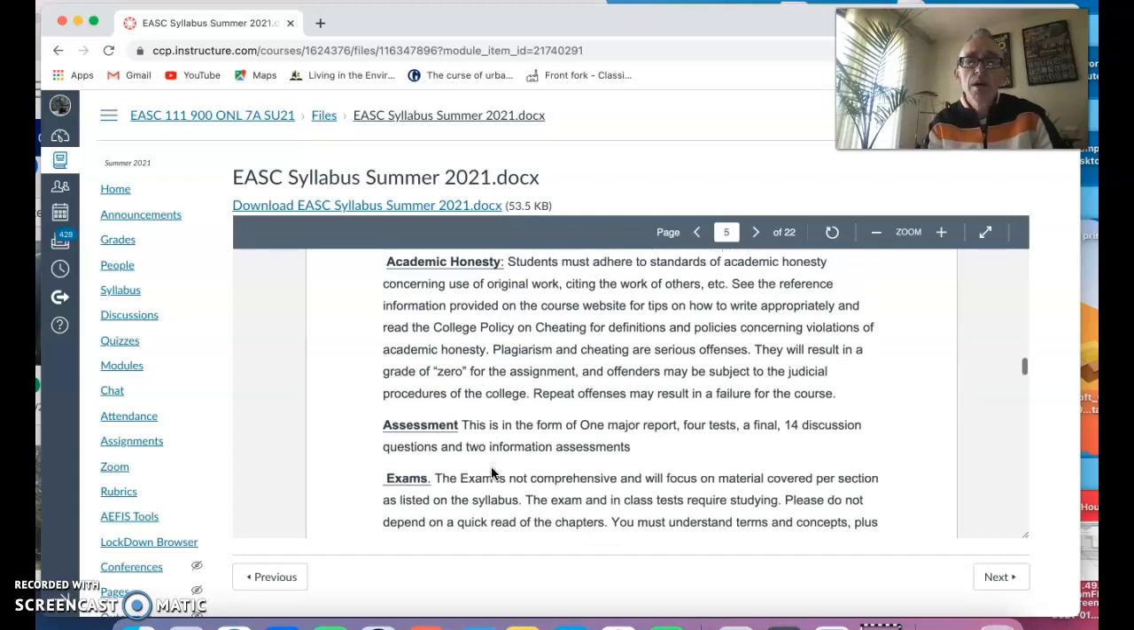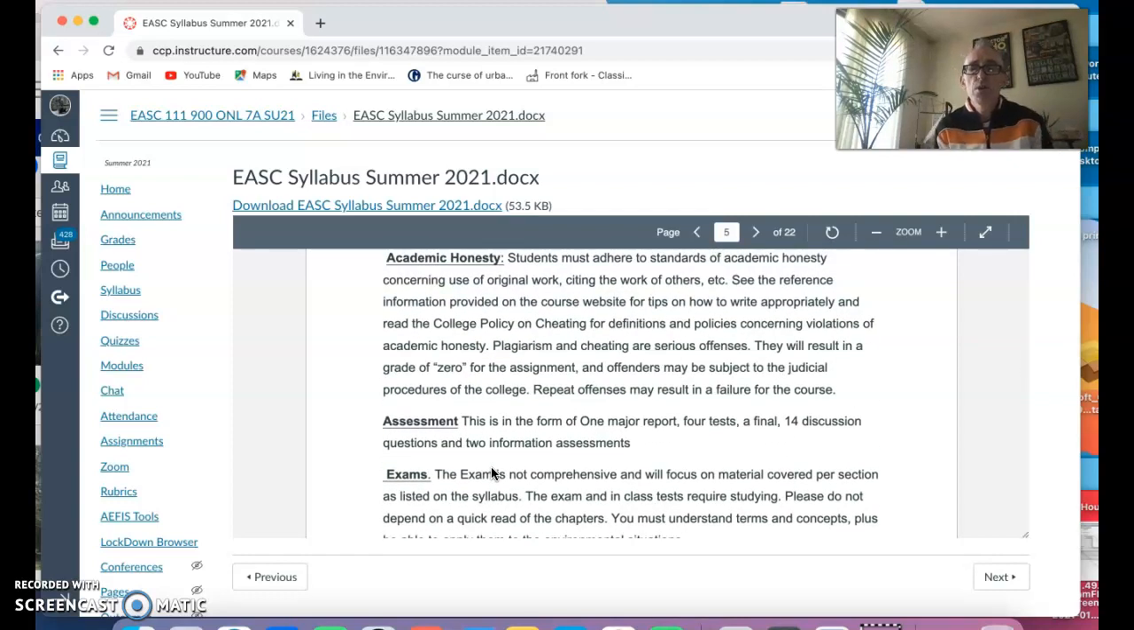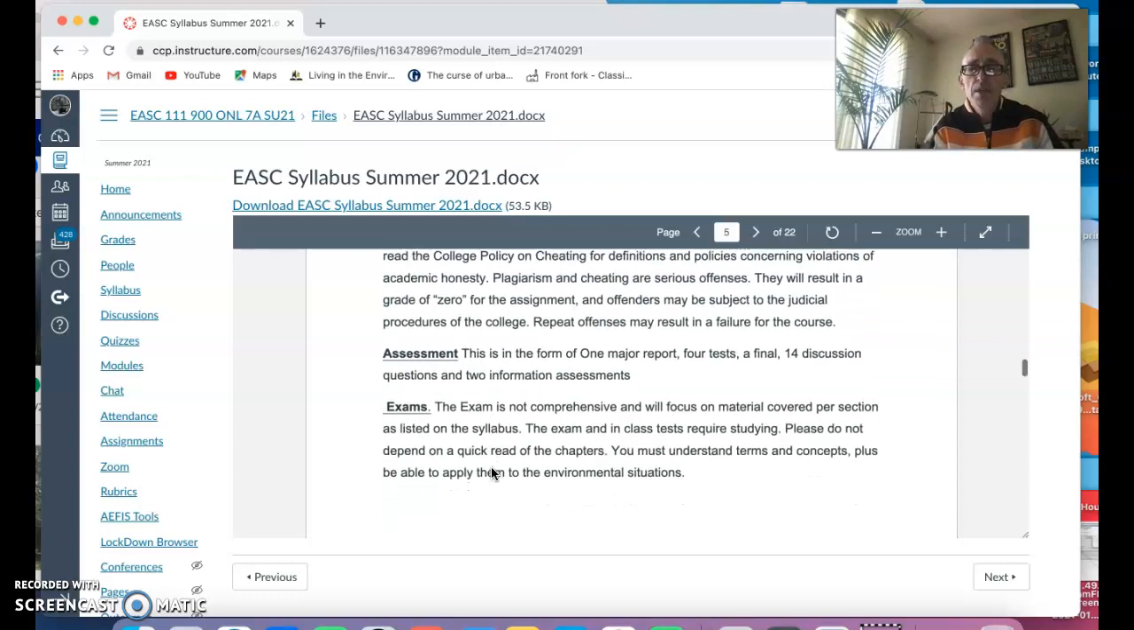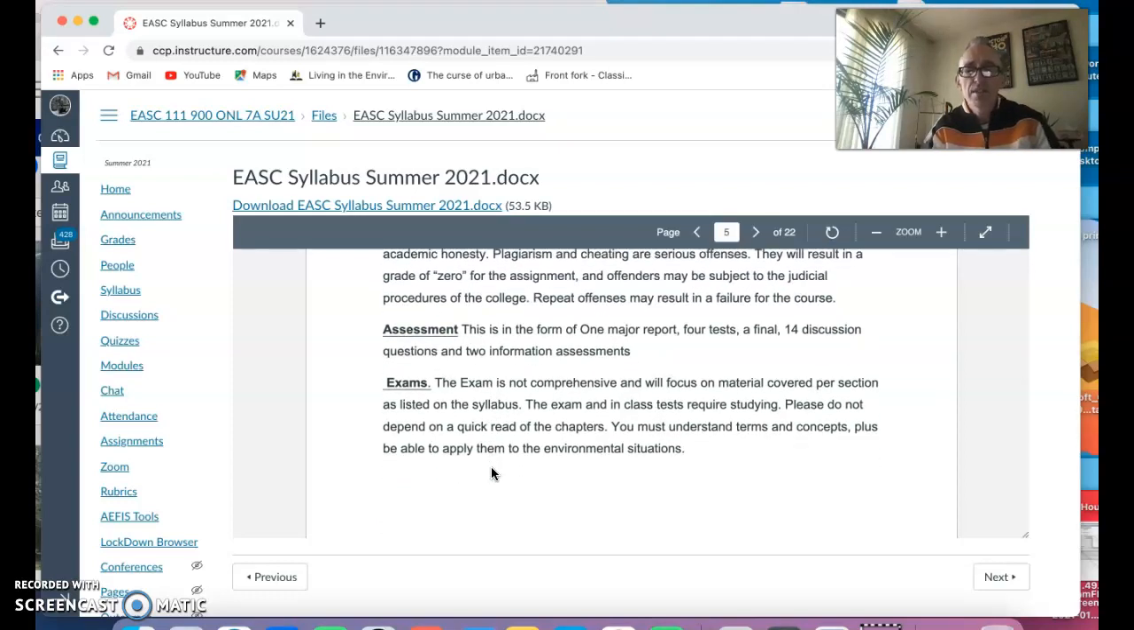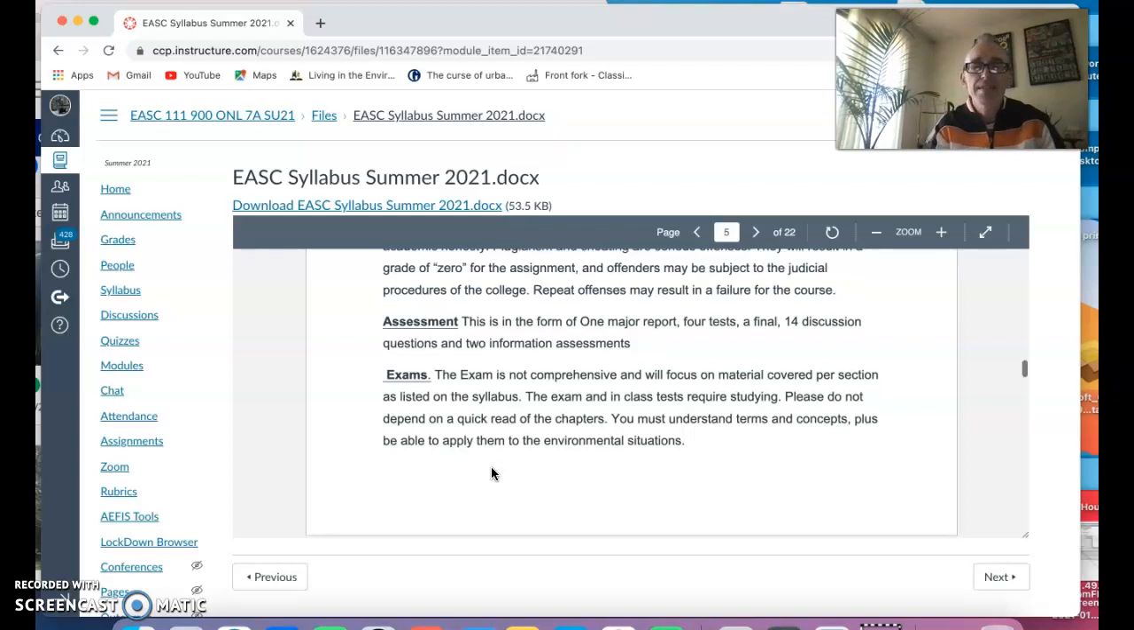Also, the assessment for this course: there's one major report which you're given a large amount of time, even though it's a condensed course, to do. There are 14 discussion questions. They're very small questions, and also some basic information assessments. You do get 4 tests. Those tests are relatively straightforward, and they're to make sure that you understand the topics and have read the notes. There's not going to be any surprises in those tests.